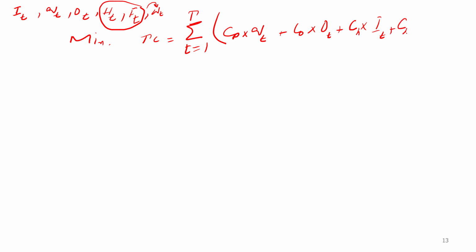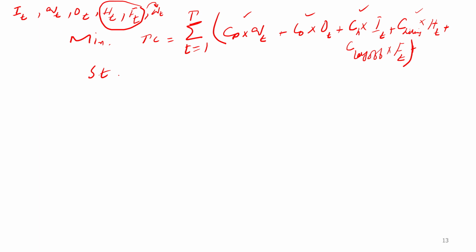Then we have the hiring cost, multiplied by the number of persons we have hired in time period T, plus the layoff cost, multiplied by the number of persons we lay off, which is firing. As per the scenario, we have the variables: regular time production quantity, overtime, inventory, hiring, and firing. So this is the total cost we would like to minimize.